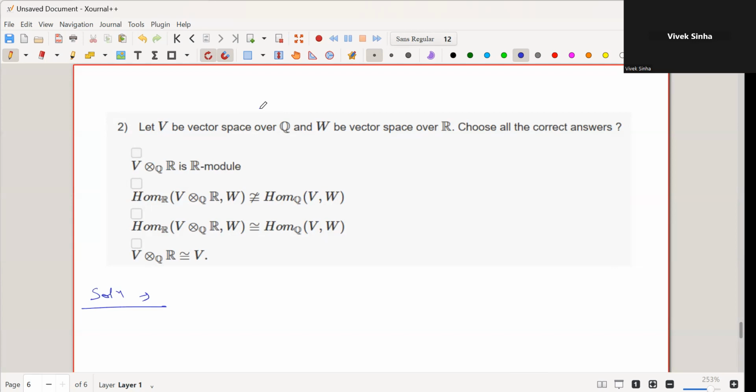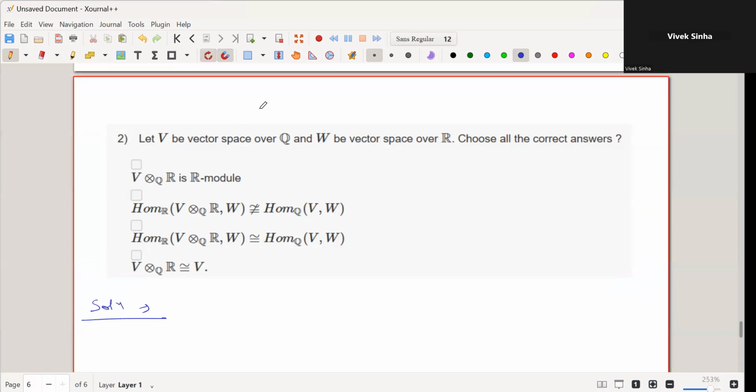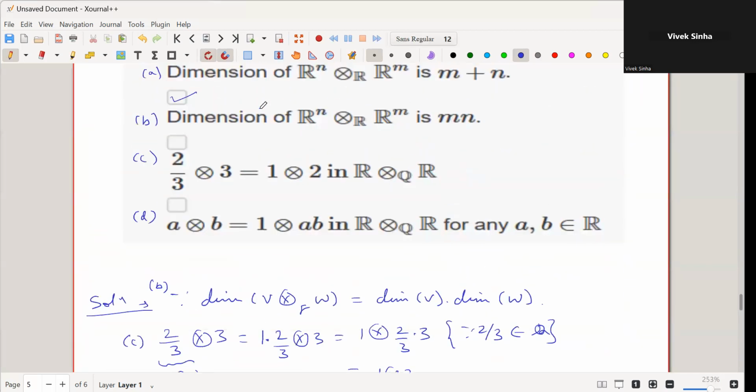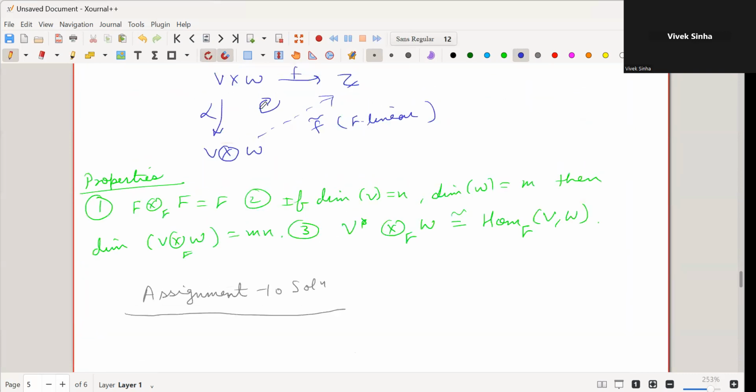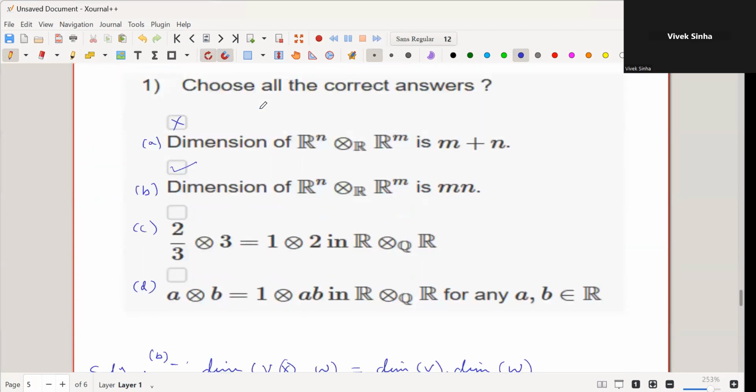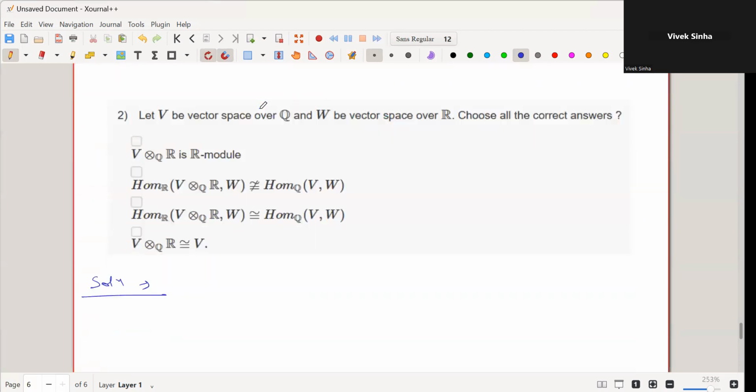Sir, option C is right according to the last property, I think. It's not exactly what was there in the last property. The last property was V star tensor W is isomorphic to Hom of V, W. Here, both sides have Hom, but we will use that property to show that.